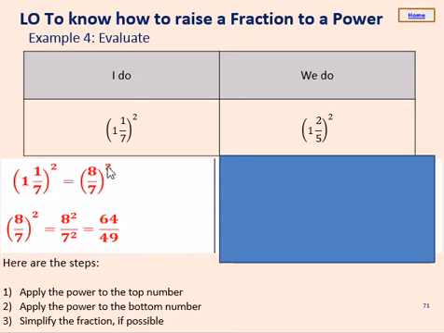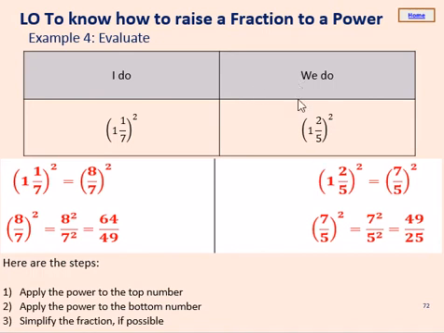And then we just apply this power 2 to both numbers, both the 8 and the 7. So 8 to the power 2 and 7 to the power 2. 8 to the power 2 equals 64. 7 to the power 2 equals 49. So my fraction becomes 64 over 49. Now just check that that can't simplify, which it can't, so that is our final answer. Please copy that down and then do the we do. Pause the video here so you can try that out now.